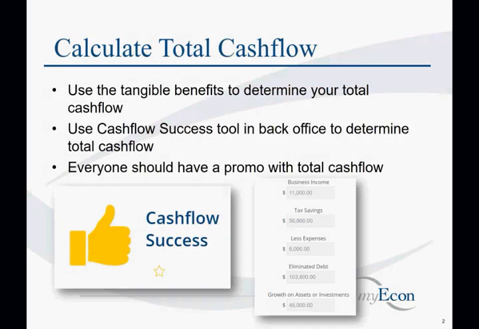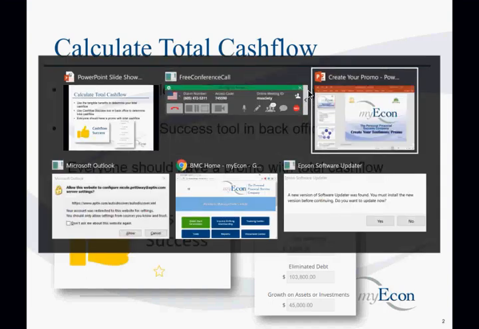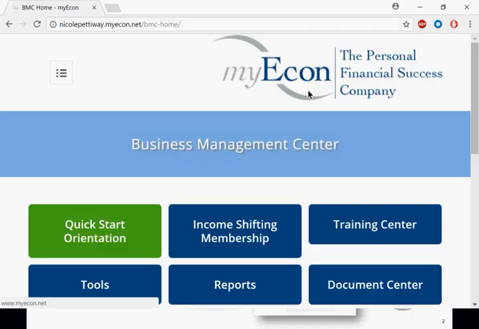So again, the most important one is to calculate your total cash flow, being able to look at all 5 cash flow streams and determine how it has benefited you. And so we have a tool called the Cash Flow Success tool in our back office that makes it easier for you to be able to calculate your total cash flow. And again, everyone should have one. So I'm going to switch over to our back office, to the BMC homepage, which most of you should be familiar with.